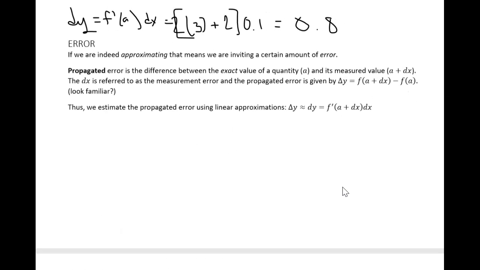Now, the last thing we need to talk about for these video notes is error, because if you're doing an approximation, then you're inviting a certain amount of error.